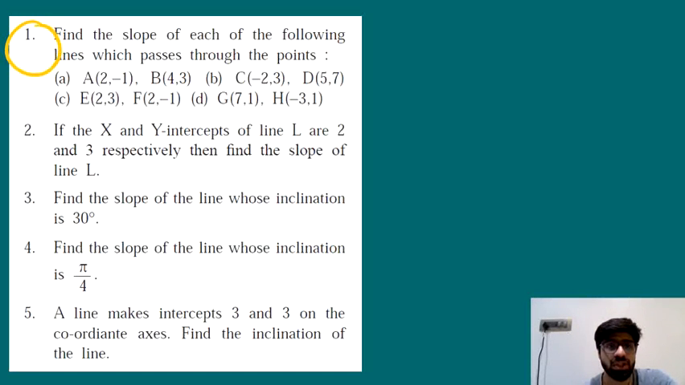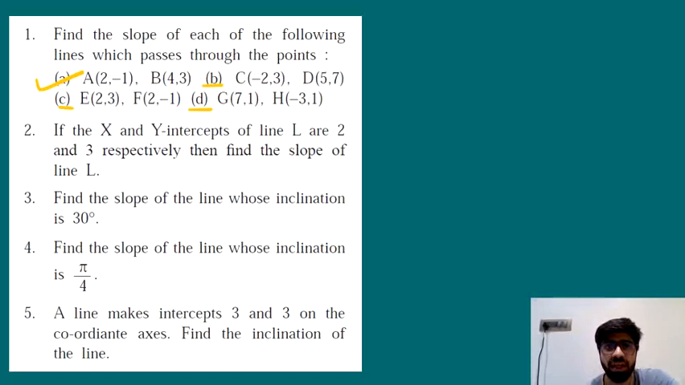Let's begin with the questions. The first question tells you to find the slope of each of the following lines which passes through the given points. I'll solve it for the first A part. For B, C and D, you can find the slope by yourself with the help of the same very method that I'm discussing for part A.